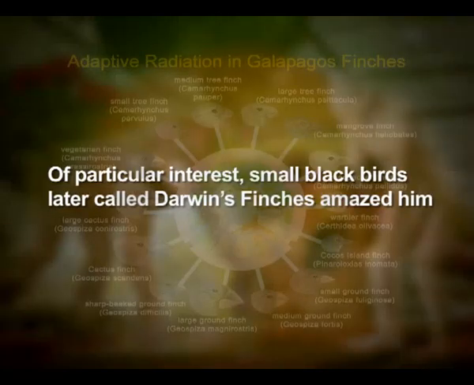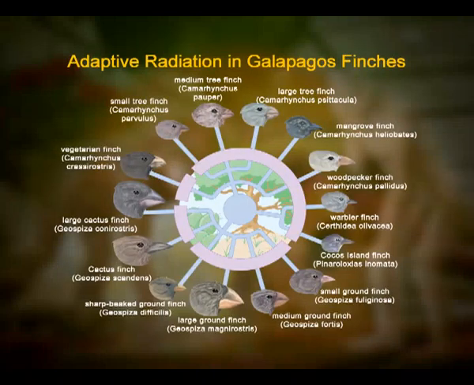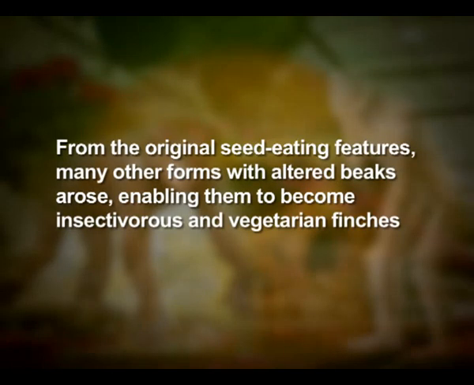There, he observed an amazing diversity of creatures. Of particular interest, small black birds, later called Darwin's finches, amazed him. He realized that there were many varieties of finches on the same island. All the varieties, he conjectured, evolved on the island itself. From the original seed-eating features, many other forms with altered beaks arose, enabling them to become insectivorous and vegetarian finches.